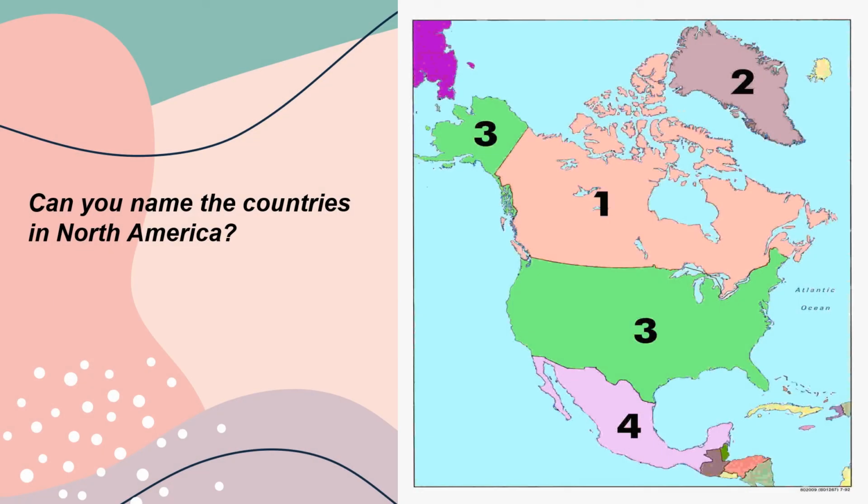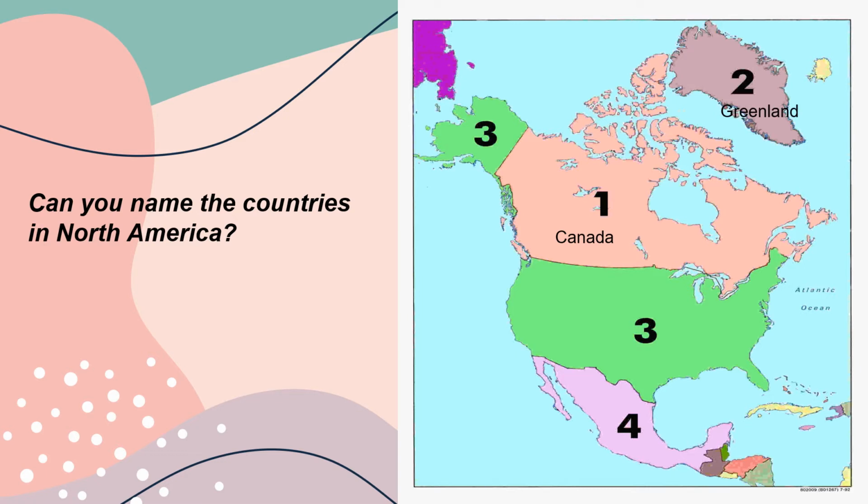Before we go further, class, can you name the countries in North America? Okay, so let's try. Look at the map and we have 4 numbers here. Can you identify the name of the countries? For example, in number 1, which country do you think it is? Okay, so the answer is Canada. What about number 2? Okay, let's see if your answer is correct. So it is Greenland.